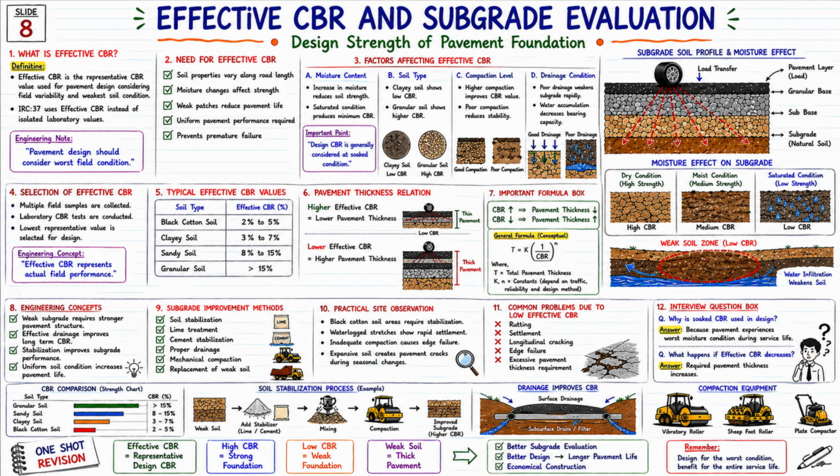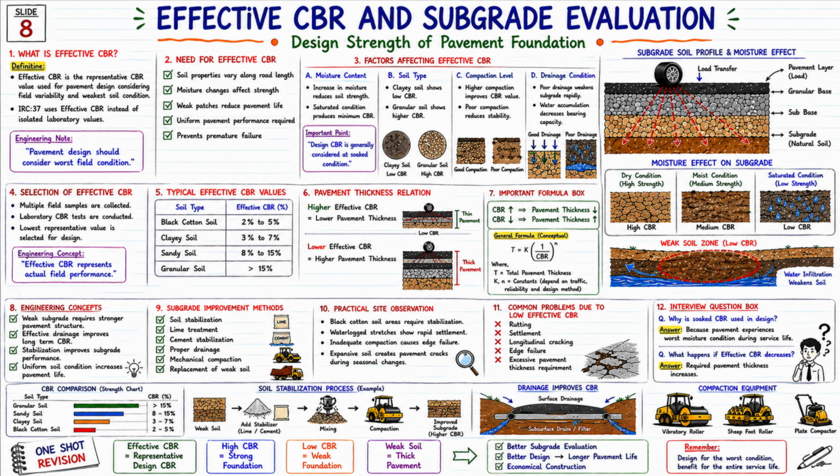Now let us look at the fifth topic. Typical effective CBR values. Now here are the typical effective CBR values for different soil types. Black cotton soil 2% to 5%. Clayey soil 3% to 7%. Sandy soil 8% to 15%. Granular soil more than 15%. Now in the practical field, granular soil provides the strongest foundation.